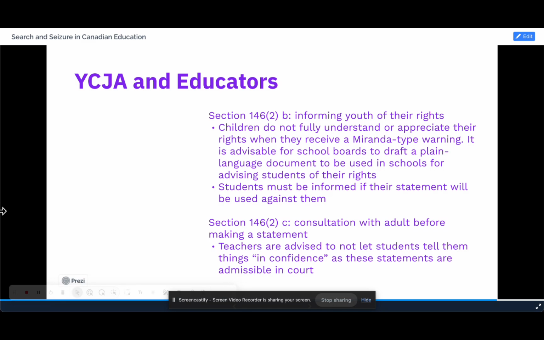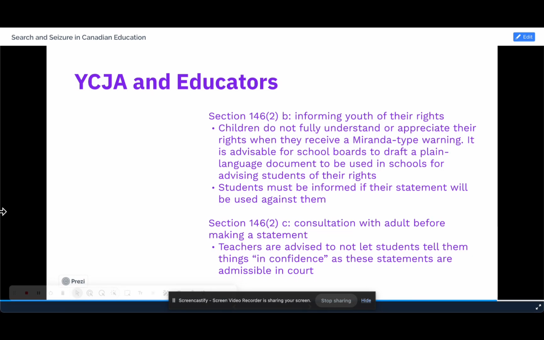School administration, for initiating criminal proceedings against a student, again, informing students of the nature of their allegation, but also contacting a parent before an investigation takes place, as mentioned in section 146(2)(c), where teachers are advised not to let students tell them things in confidence, thinking that their fiduciary relationship is extending to there, because these statements are admissible in court. So students have the right to counsel with an appropriate adult before making any statements to school authorities.